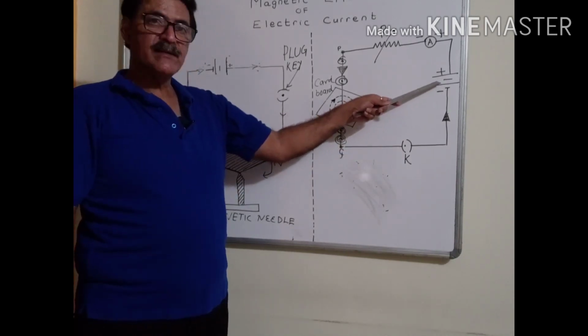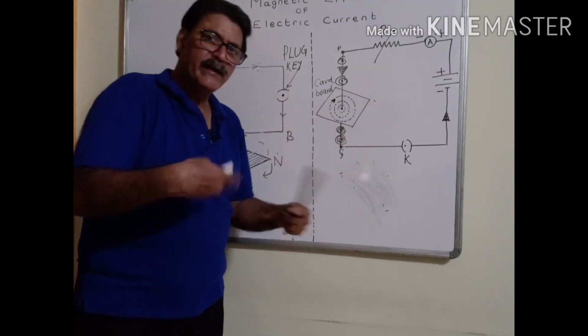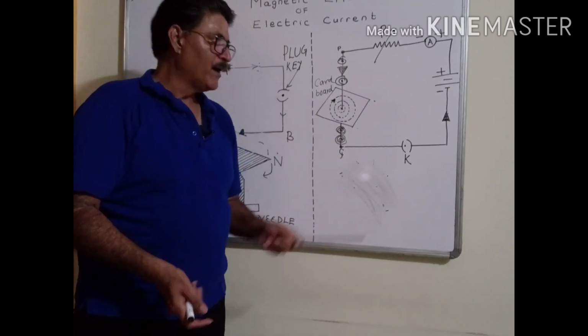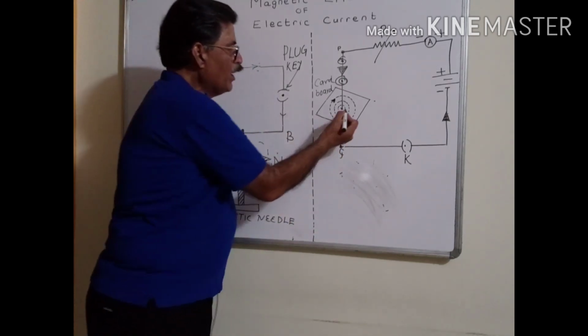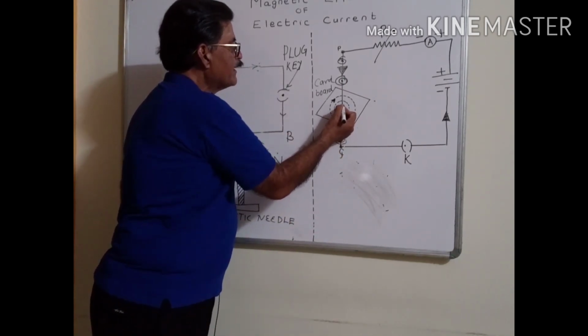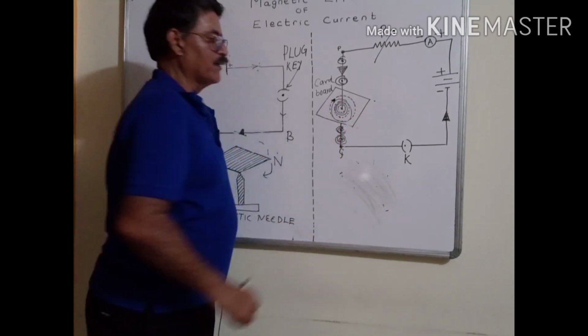Supposing you increase the current by increasing the number of cells over here. If you increase the current, what is going to happen? You tap the cardboard. If you increase the current, you will find that these circles come closer to each other. The circles will come closer to each other.